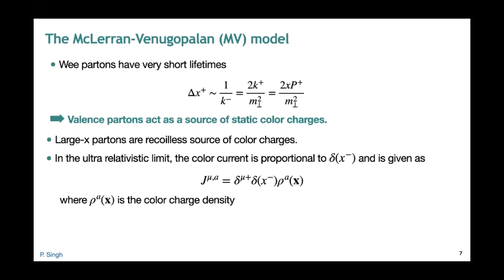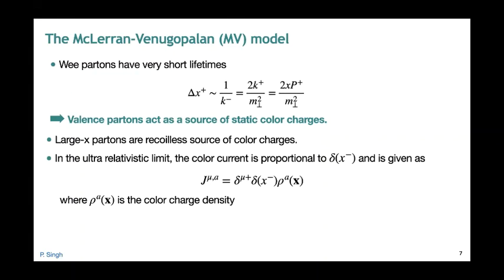Now, large x partons carry large momentum, and because of that, they will be unaffected if they emit or absorb a gluon. Hence, they will be treated as recoilless sources of color charge. For the large x partons, you can write down the color current. In the ultra-relativistic limit, which is the infinite momentum frame, the x minus direction will be infinitesimally thin. So the color currents are proportional to delta of x minus.